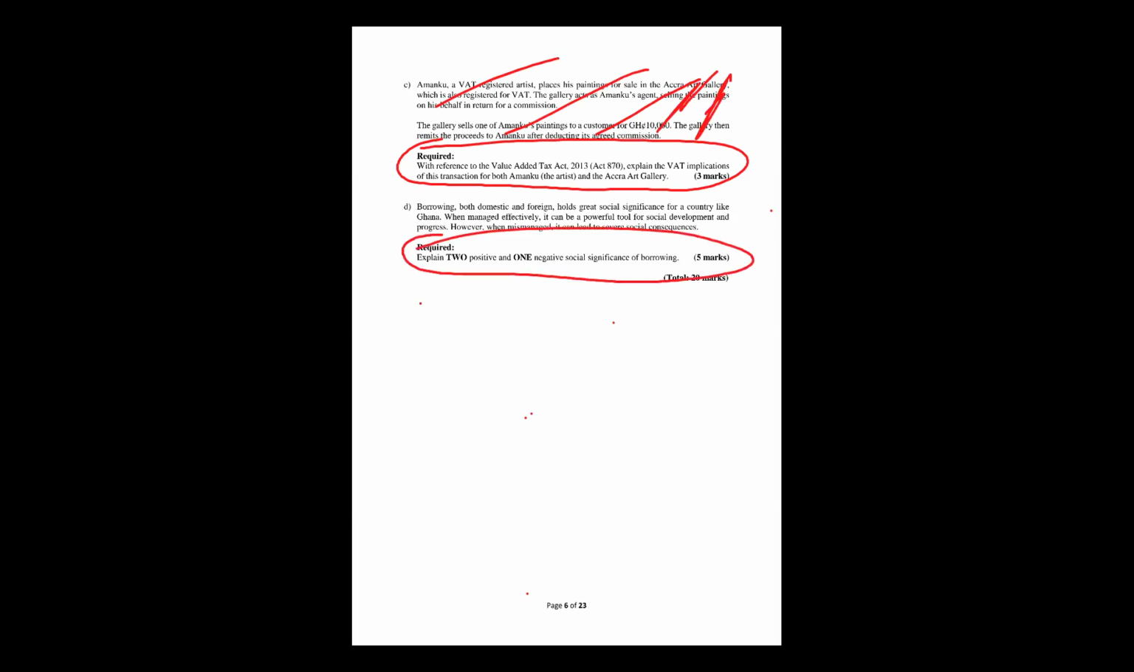Still under question 4. These things, they are not relevant to me now. But this way, I need. With reference to the VAT Act, explain the VAT implications of this transaction for both Amaku and Accra Art Gallery. 15 marks. I'm not going to read this, but I'm not answering the question now. Now go to the D. Explain 2 positive and 1 negative social significance of borrowing. And with this concern, for example, you can even identify some of the answers in the case study if it's there. Here too, I can even identify some of the answers in the case study.